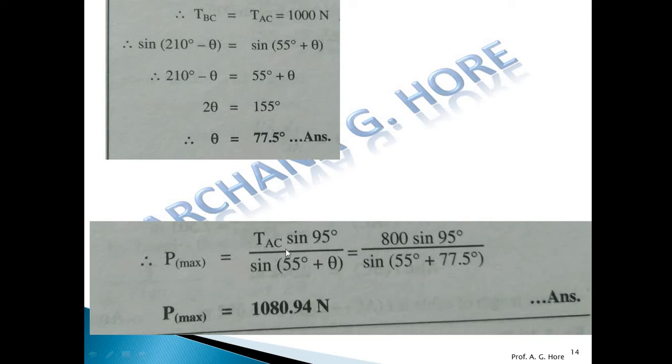So in the above equation, theta is this one. By putting that we get P max, that is equal to 1080.94 Newton. So this is the solution of the given question.